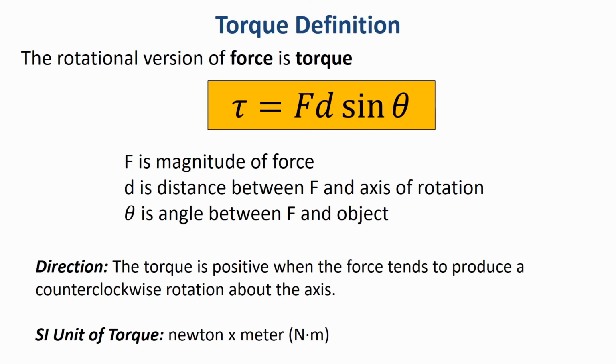If I want to make something spin, I need to push it somehow, but it also matters where I push it and the direction of my push relative to the object. So if we do some experiments, we can figure out that the torque, tau, depends on force times the distance between the force and the axis of rotation times sine theta. Let's break these down one at a time.